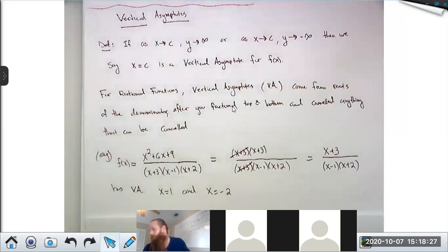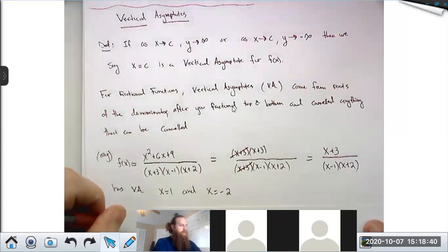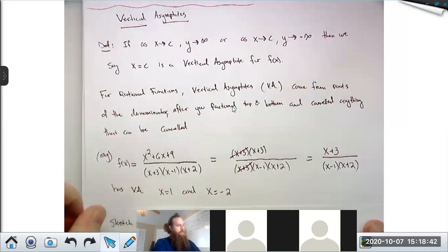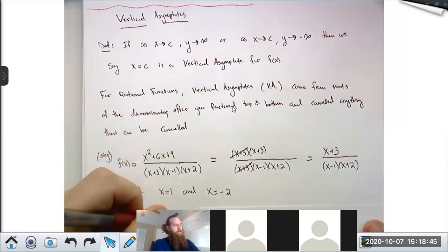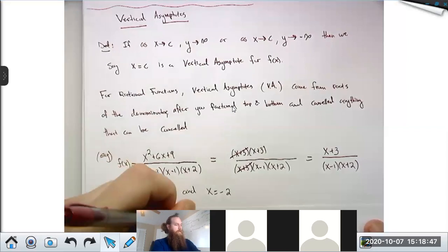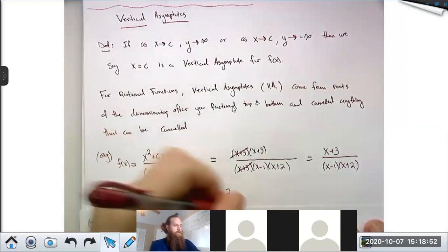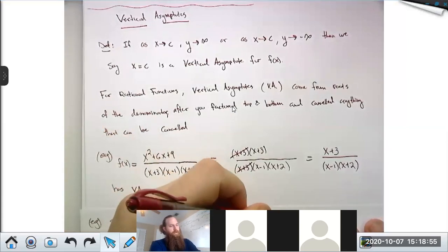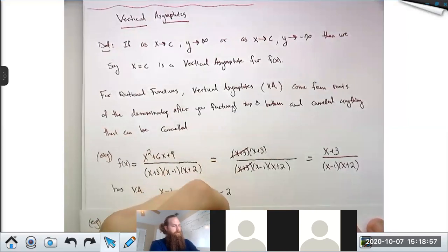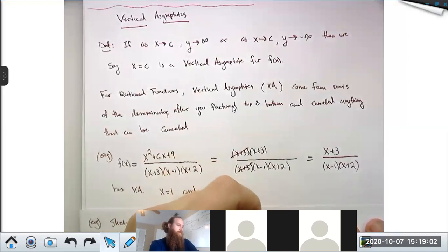The last thing I'd like to do with you today is sketch a graph of this function using everything we know. So let's sketch the graph of f of x equals this thing, x squared plus 6x plus 9 over x plus 3, x minus 1, x plus 2.